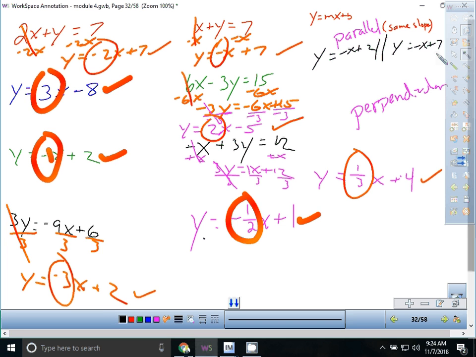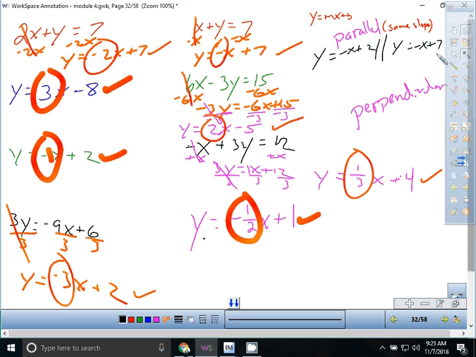Alright, so now, how do we tell if they're perpendicular? If they're opposite reciprocal. So if you take one of the slopes, if you flip it and change the sign, you've got to get the other one, don't you? Anybody see any that are opposite reciprocal to each other? Were they -3x plus 2 and 1/3x plus 4? Alright, first off, why are these two right here, 3x and -3x, not opposite reciprocal? Because one of them's on the third. We didn't flip it, did we? We changed the sign, but we have to flip it as well.